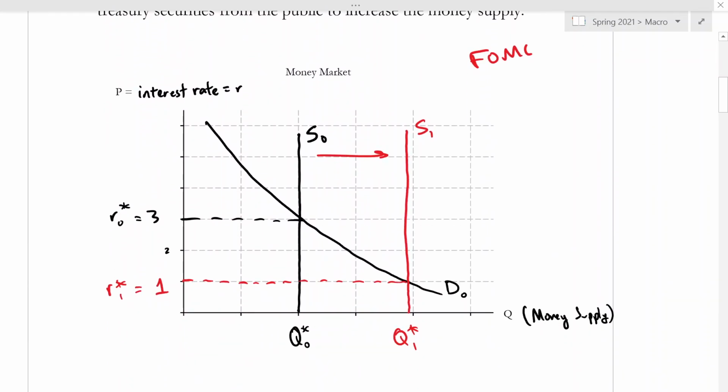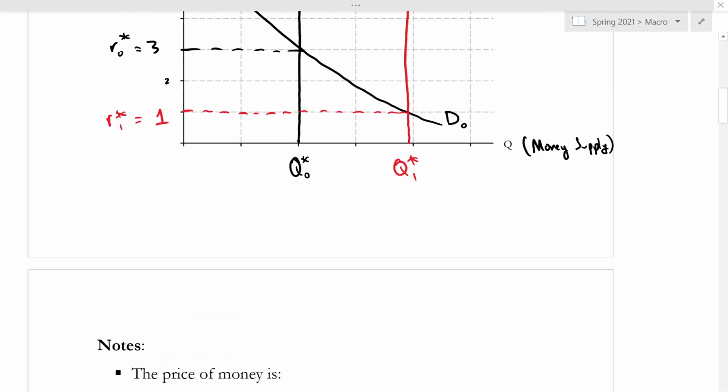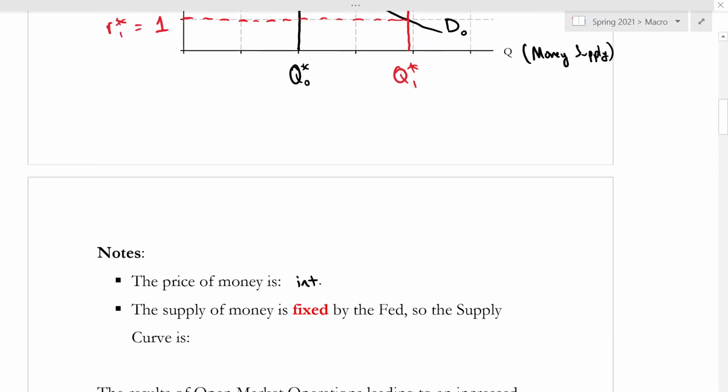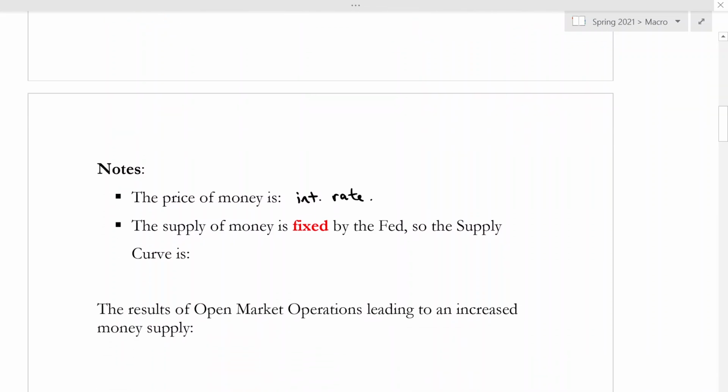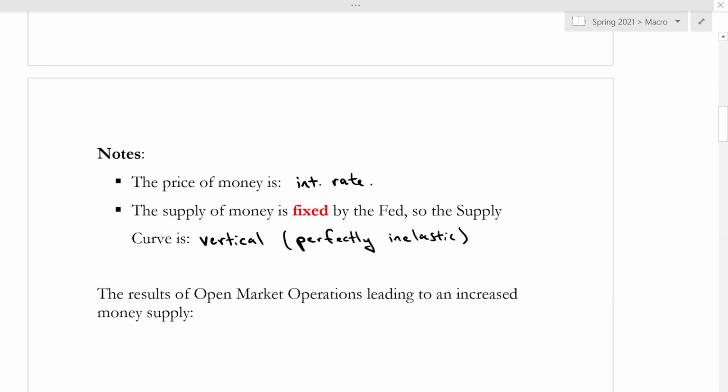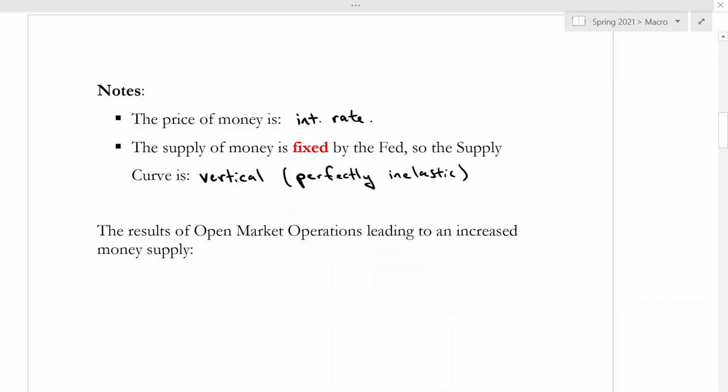Let's talk about that briefly with some notes. Like I said, the price of money is the interest rate. The supply of money is fixed by the Fed, so the supply curve is vertical, or what we would call in economics perfectly inelastic. And the result of increasing the money supply is that the quantity of money increases.